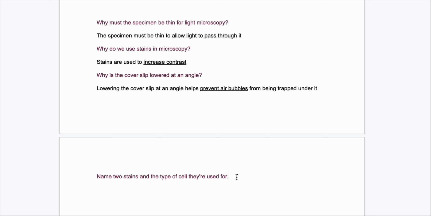We have 2 that you need to know. Obviously it says 2 here. So if you forgot what stains are, the question here was, why do we use stains? The stains are used to increase contrast.